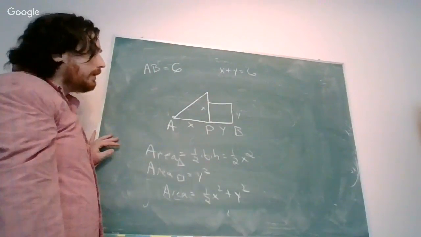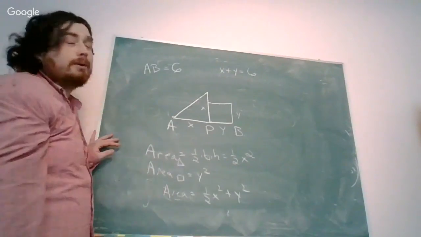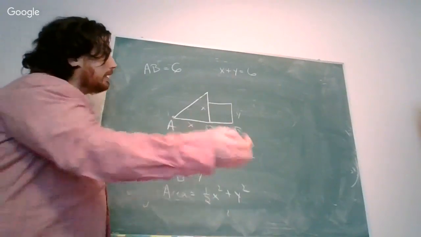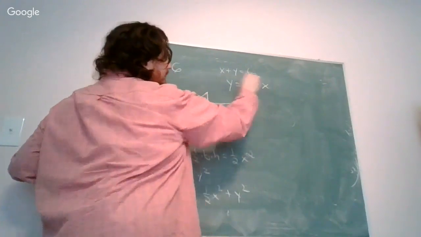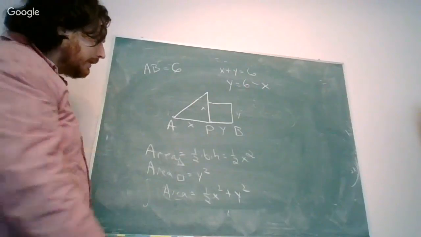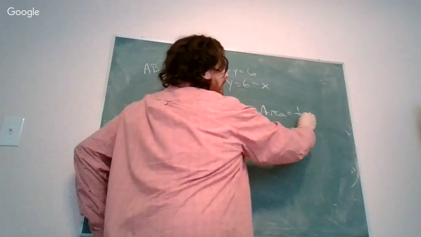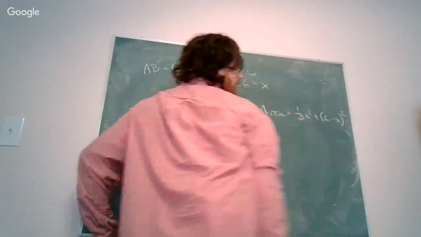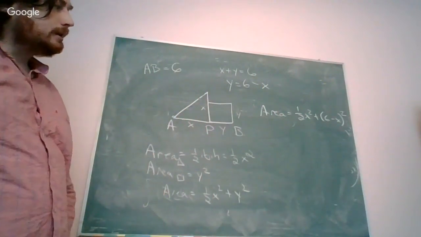Now we can solve for either one of these. I think I'm going to solve for Y just because I chose it. If you want to solve for X, you can. It's just going to look a little bit different. But what I get here then is using this, I get Y is equal to 6 minus X. So what I can do is I can plug that in here for Y. And so I get that my area is 1/2 X squared plus, instead of Y, (6 minus X) squared. And so that's my total area in terms of X.